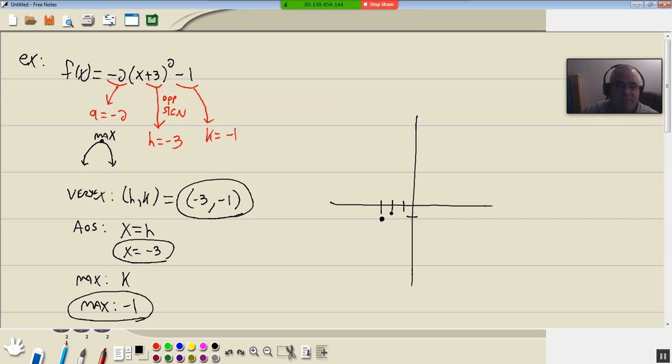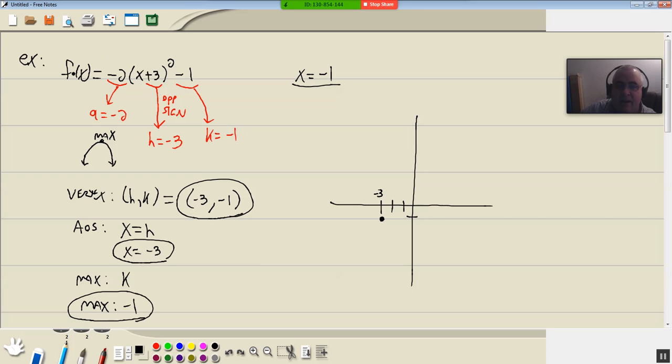Now, you want to find one point. If you're doing this by hand, typically you either go 1 unit or 2 units away from the vertex. My vertex is at negative 3 on my x-axis, so I might choose negative 2 or negative 1. Typically, going 2 units away is best. So go to x equals negative 1.